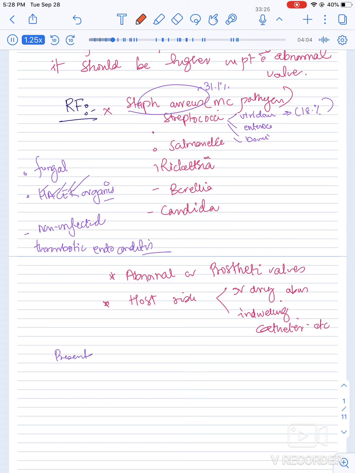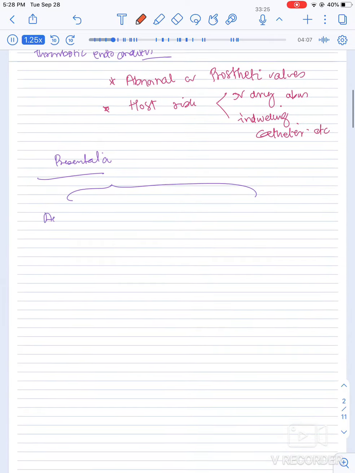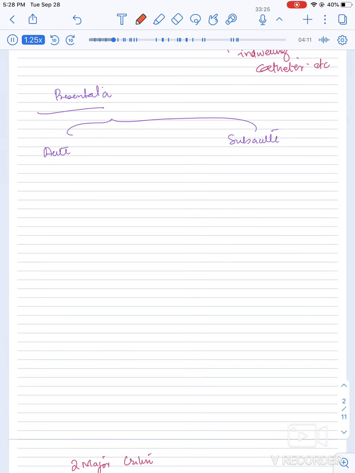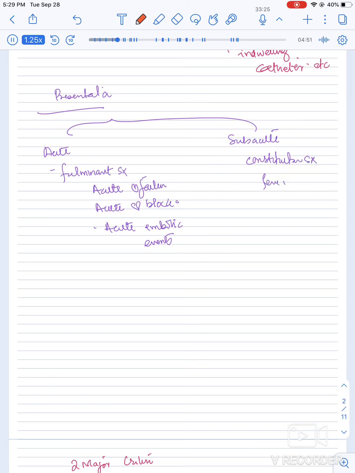So as far as the clinical presentation is concerned, it could be either acute or subacute. In cases of acute, these patients can present with fulminant symptoms like acute heart failure. They can present with acute heart block, or they can have acute embolic events. And sometimes when the patients present with subacute, this is when clinically it's kind of difficult to pinpoint. So they can present with constitutional symptoms like low-grade fever or chills. So just something to be mindful of.